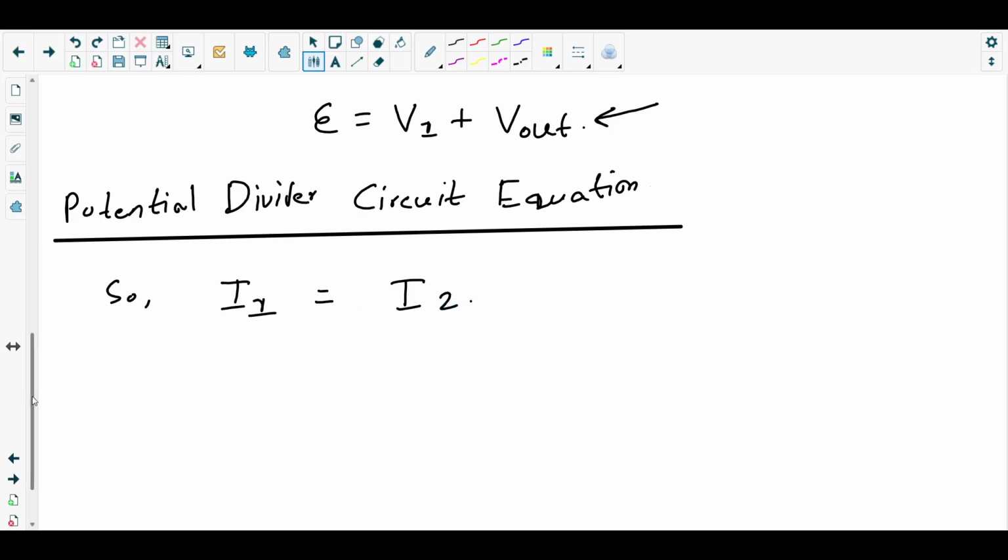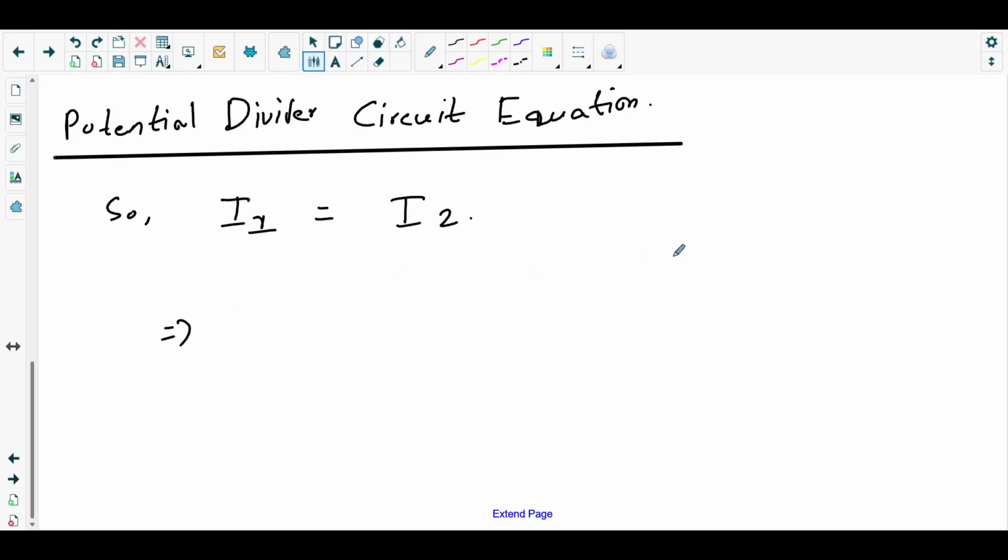Same current, it is constant. So we know from Ohm's law that V equals IR. So we can say I equals V over R. Now look, when I'm deriving the potential divider circuit equation, I have to depend on Ohm's law. That's the law we have just discussed in the last 10 minutes, isn't it? So that's how we will advance till Norton's theorem.